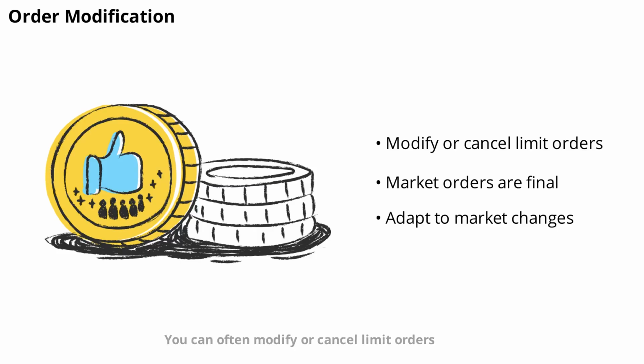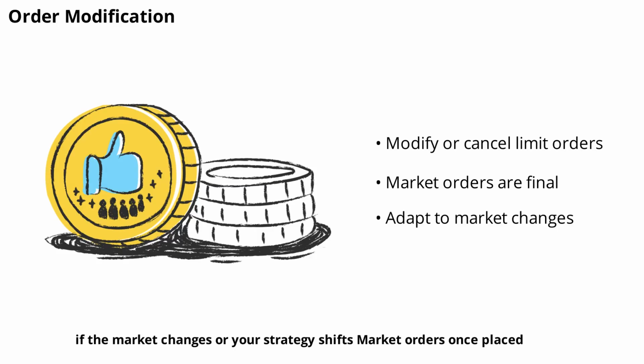You can often modify or cancel limit orders if the market changes or your strategy shifts. Market orders, once placed, are executed instantly and can't be changed. This flexibility makes limit orders useful for adapting to new information or changing market conditions.